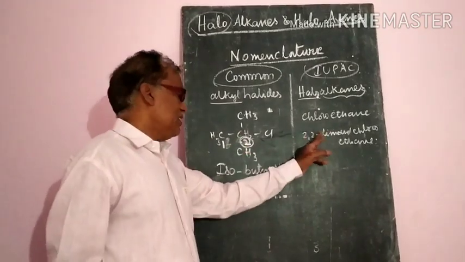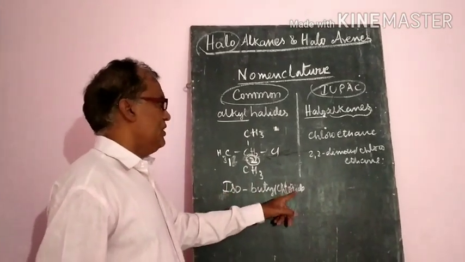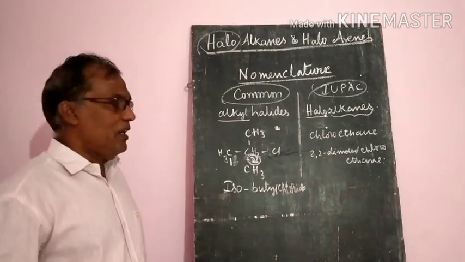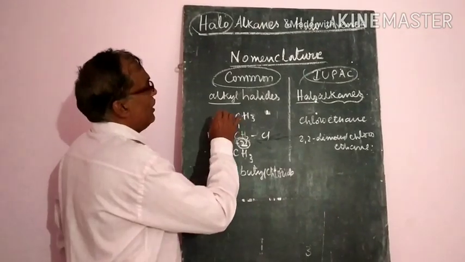Wherever they are there, like this. Similarly, it is also called isobutyl chloride in the common name, but in the IUPAC names, we will mention the number where they are attached. So like this, we will give the names of the haloalkanes.